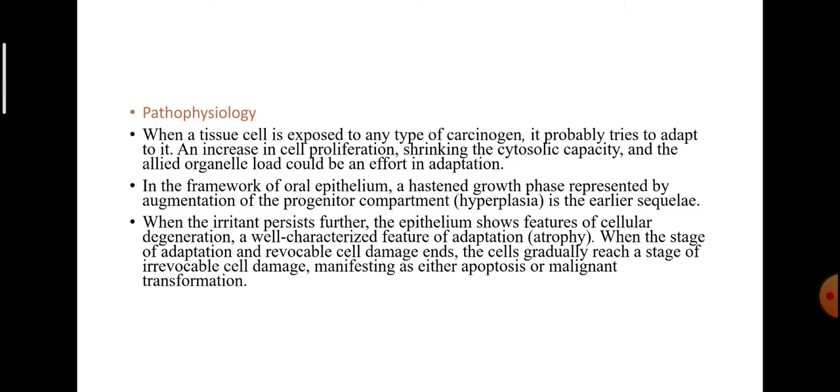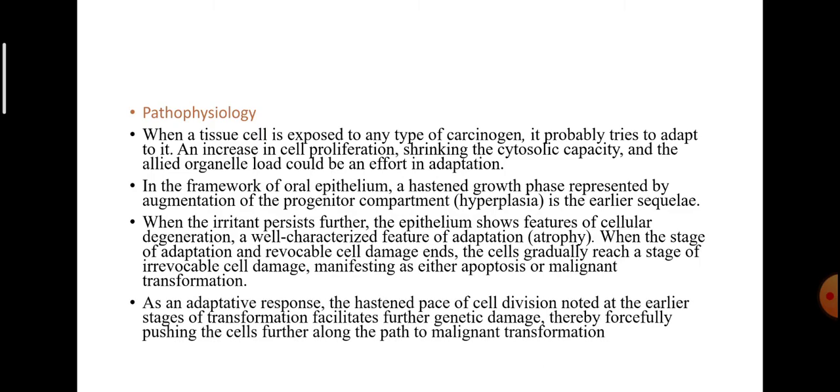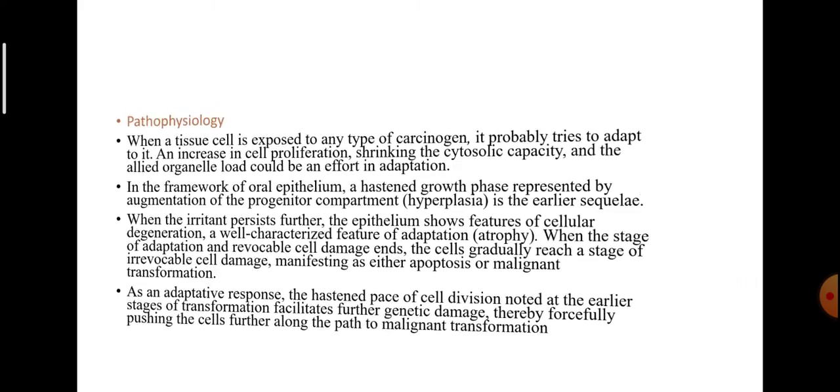a well-characterized feature of adaptation, and when the stage of adaptation and revocable cell damage ends, the cells gradually reach a stage of irrevocable cell damage, manifesting as either apoptosis or malignant transformation. As an adaptive response, the hastened pace of cell division noted at the earlier stages of transformation facilitates further genetic damage, thereby forcefully pushing the cells further along the path to malignant transformation.